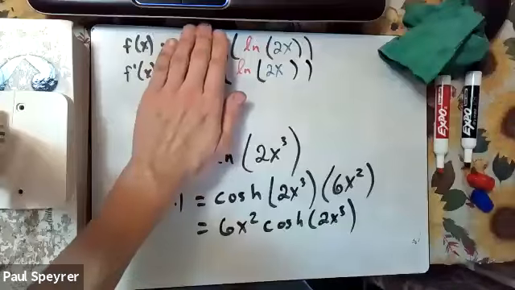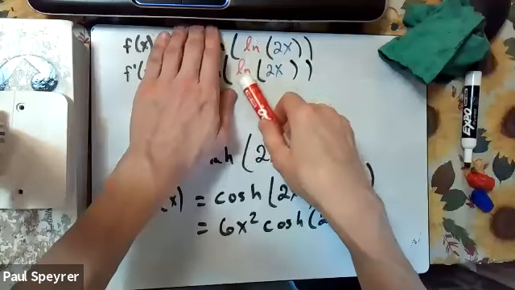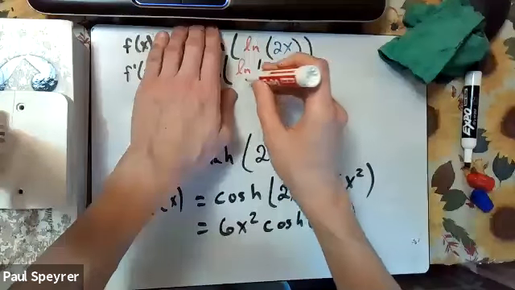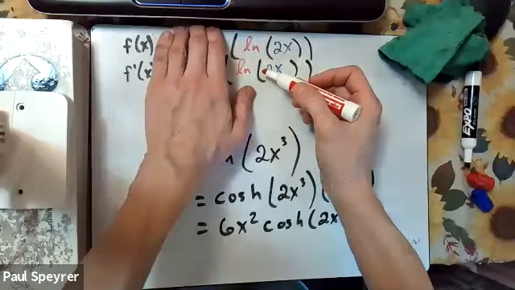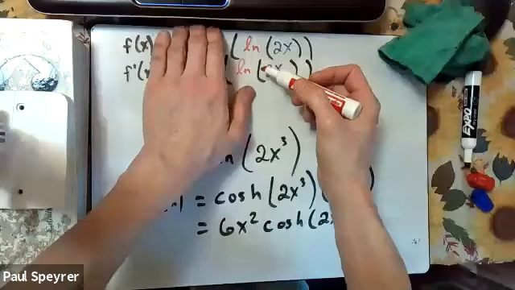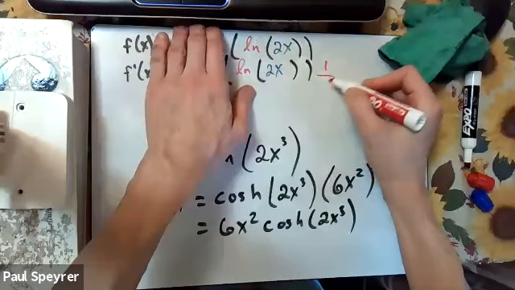Now we're done with the outside. We move to the internal piece. Now we need to take the derivative of ln of 2x. What's the derivative of ln of 2x? Remember, the derivative for logs, natural logs, is 1 over the stuff.